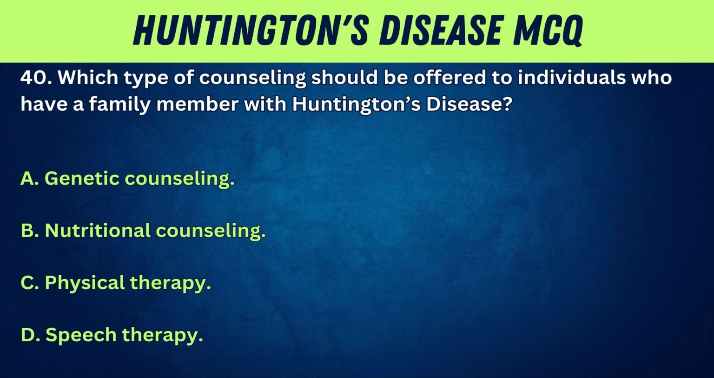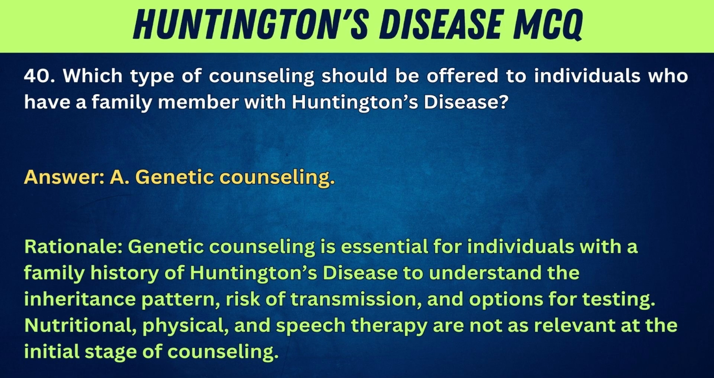40. Which type of counseling should be offered to individuals who have a family member with Huntington's disease? A. Genetic counseling. B. Nutritional counseling. C. Physical therapy. D. Speech therapy. Answer: A. Genetic counseling. Rationale: genetic counseling is essential for individuals with a family history of Huntington's disease to understand the inheritance pattern, risk of transmission, and options for testing. Nutritional, physical, and speech therapy are not as relevant at the initial stage of counseling.